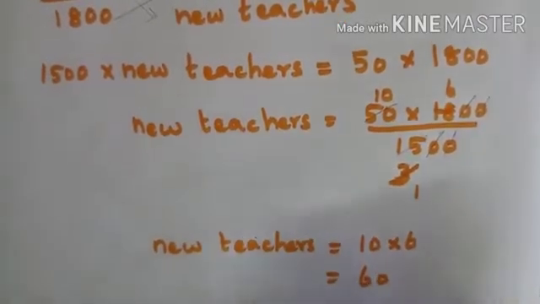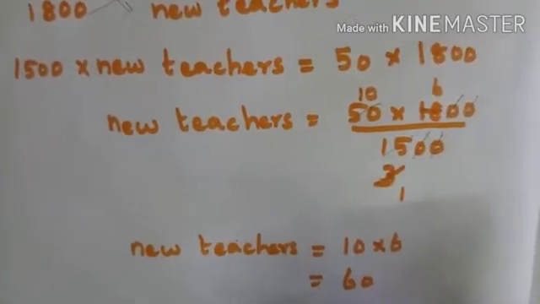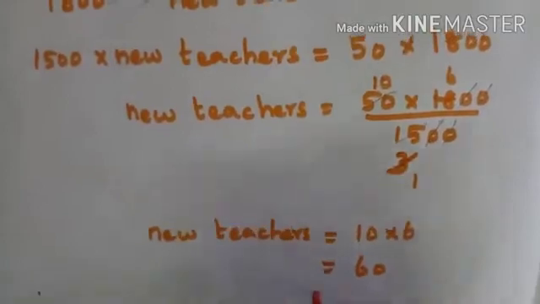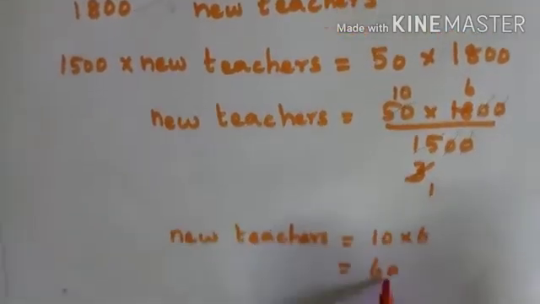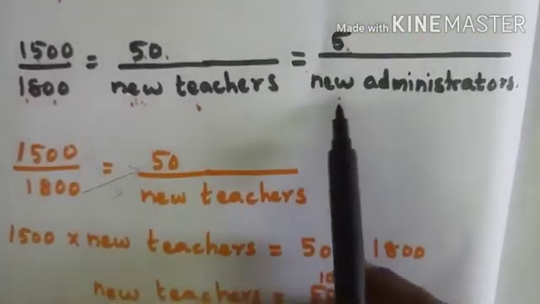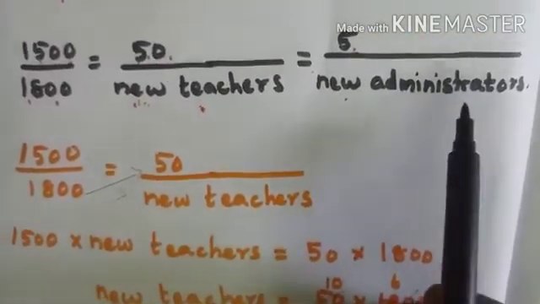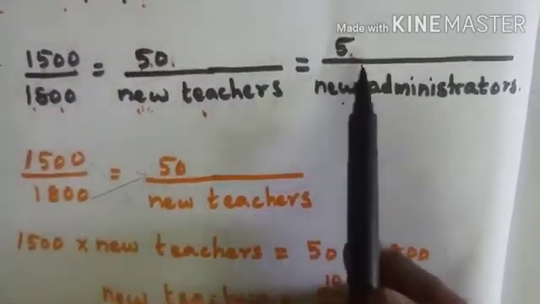So for 50 teachers, 1500 students, and for 1800 students, how many teachers? New teachers equal to what? 60. Now we are going to find new administrators. For that we are going to take the first and the third ratio.